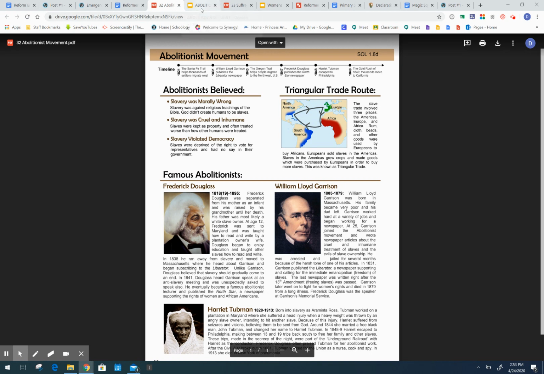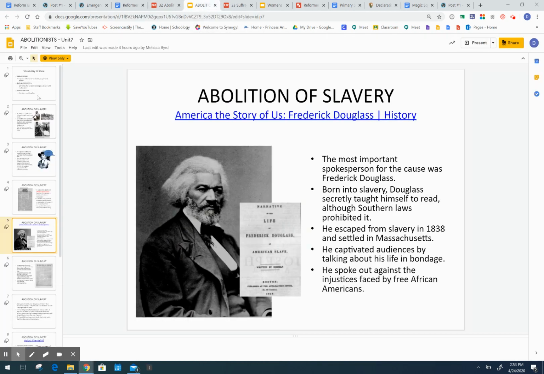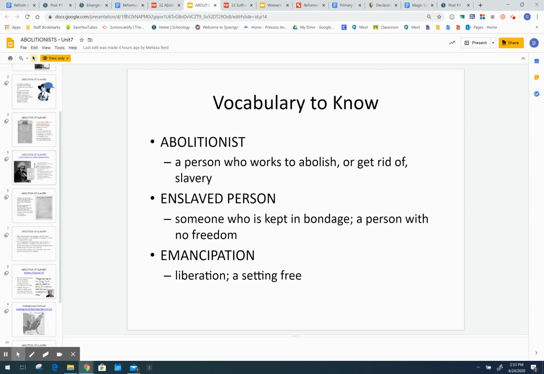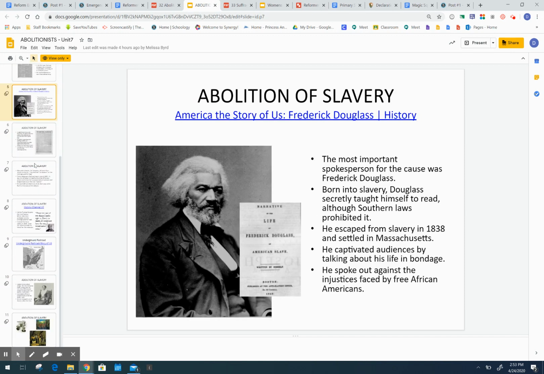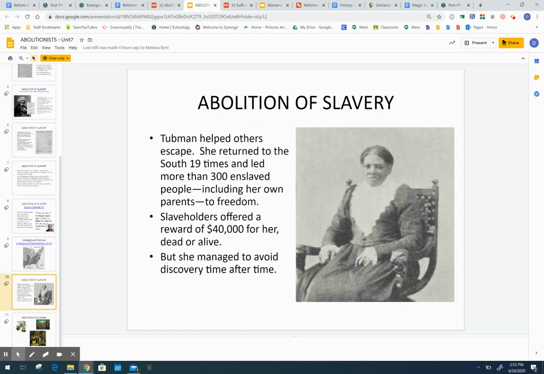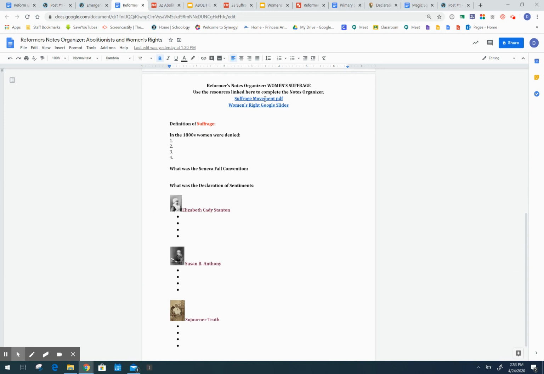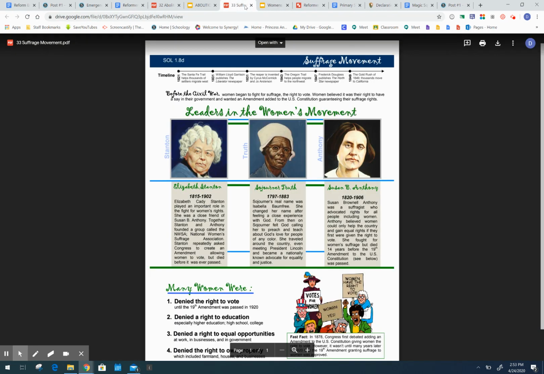I'll also provide the second source, which is a Google Slides. So it will go over some key vocabulary, introduce you to some of the key people, and just provide some images and information to help you also fill in the notes organizer. When you go to the second page, again, this time there's an article about the suffrage movement and again, a Google Slides set. So to briefly show you what those look like, all of the answers you need are right here.